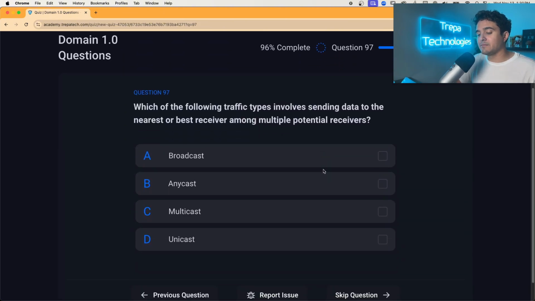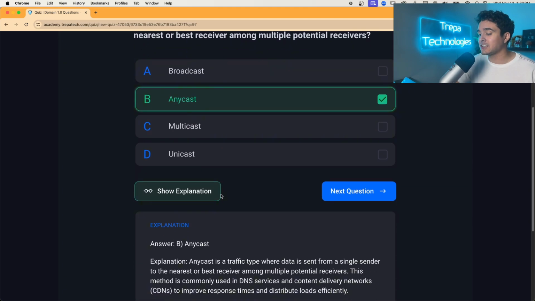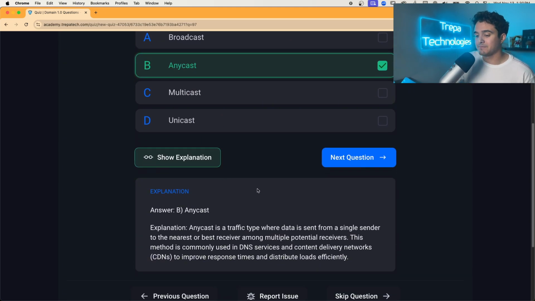Question 97. Which of the following traffic types involve sending data to the nearest or best receiver among multiple potential receivers? So that's anycast, which allows us to essentially have a redundant IP address, a global IP address, but depending on what is closer, this could be geographic, could be based on other things like speed, latency. Typically geographic. I'm going to go to the nearest address. So that's anycast. Anycast allows us to have that capability.